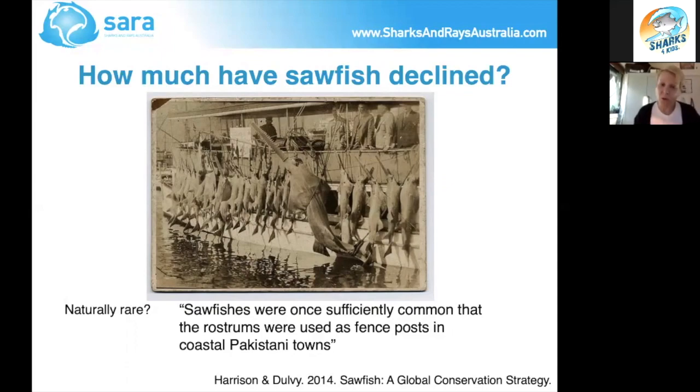There is a quote from Harrison and Dalby that says that sawfish were once sufficiently common that the rostrums, so the saws, were used as fence posts in coastal Pakistani towns. The quote has been disputed, so it seems they weren't used as fence posts, but were used as a kind of fence behind shrines. So maybe not as common as this quote seems to tell us, but it still paints a picture.